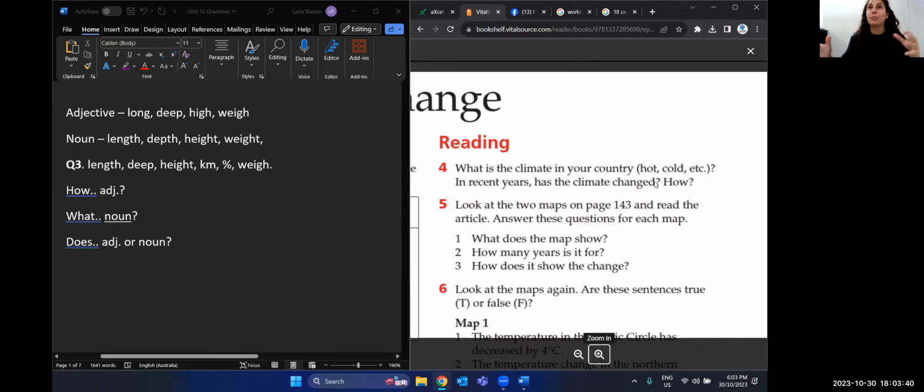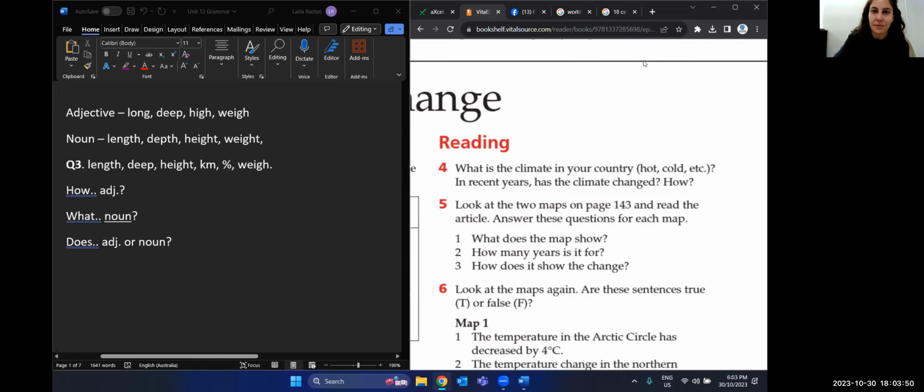Have you been to a country where the temperature's completely changed? You know, maybe it was very hot in October and now it's very cold. Something's changed with the world.